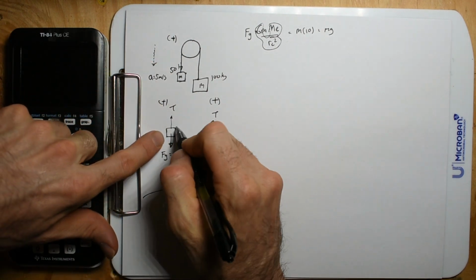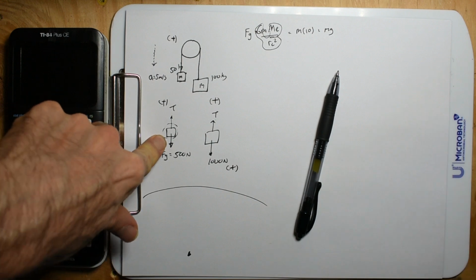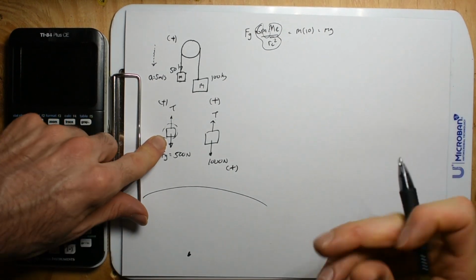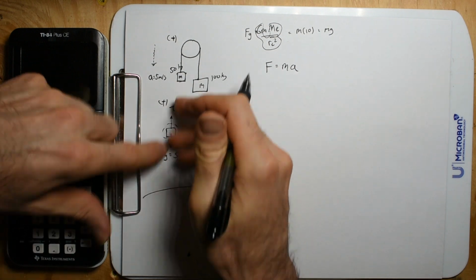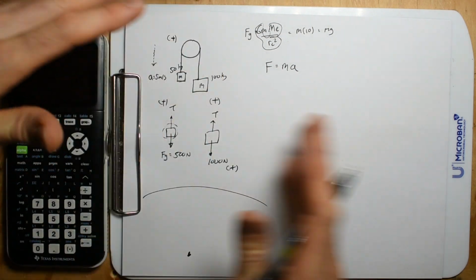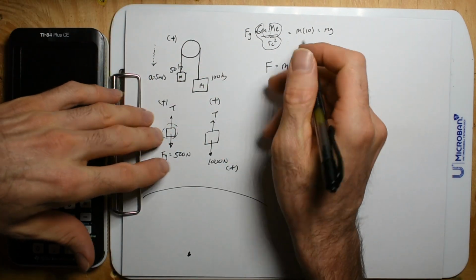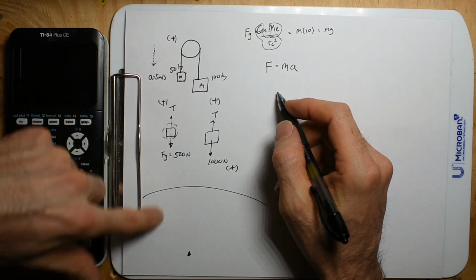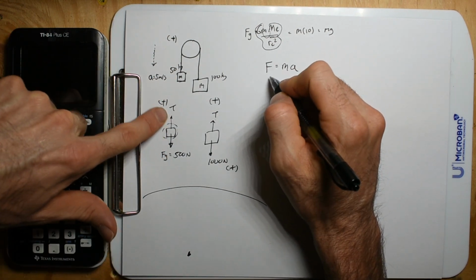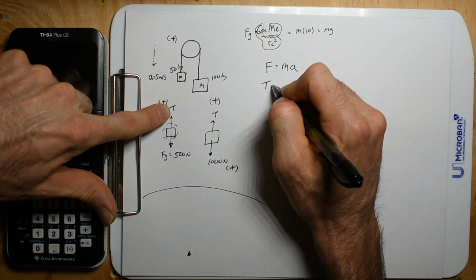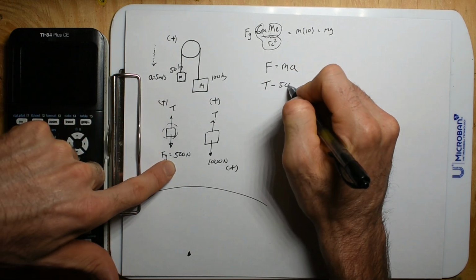Now we go to our equation F equals ma, and we're just summing the forces in one direction. We're not worried about any other direction. I'm just going to do a generic F equals ma, just one path. Then we're just going to sum forces. I always do the positive ones first, so let's do tension minus 500.